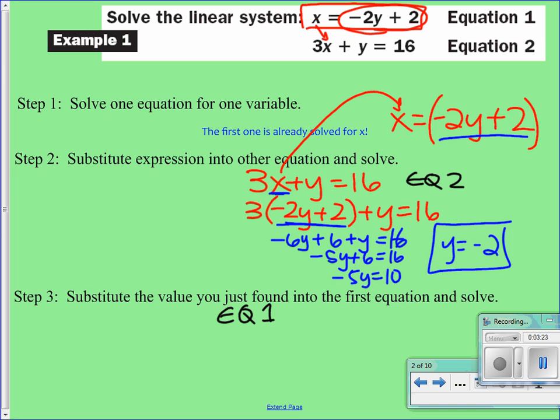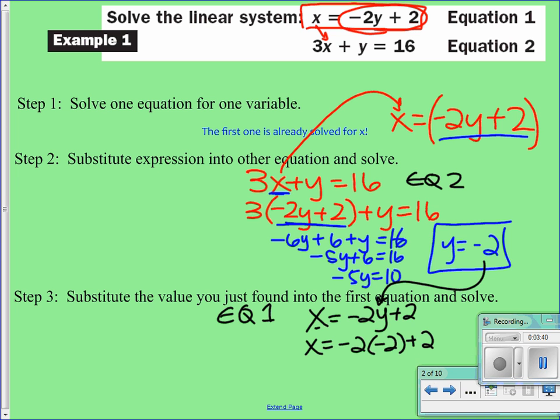But so in equation 1, we had x equals negative 2y plus 2. But now we know that y equals negative 2. So x actually equals negative 2 times negative 2 plus 2. So that means that x equals 4 plus 2. x equals 6. We now have the x value and we have the y value. So you now have your solution.